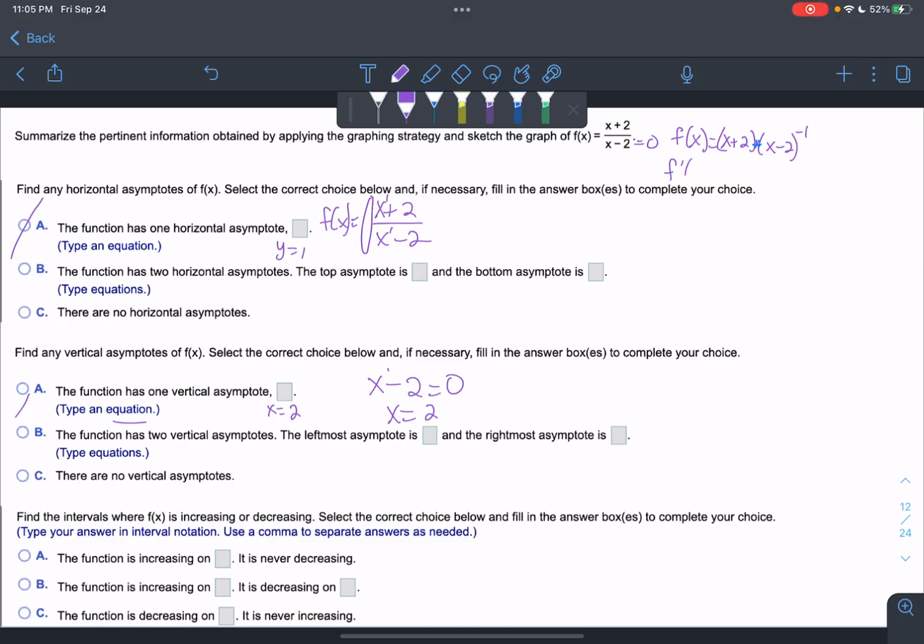So when I take the derivative of the first thing, that's x plus 2. Then I rewrite the second thing, x minus 2 to the negative 1 power, plus I rewrite the first thing times the derivative of the second thing, x minus 2 as well. All right, so f prime, if I take the derivative of x plus 2, that's just going to be 1, right? 1 plus 0. So rewrite the x minus 2 to the negative 1, plus x plus 2.